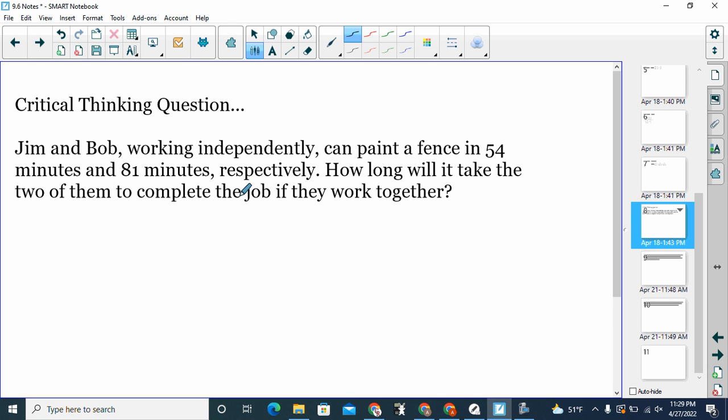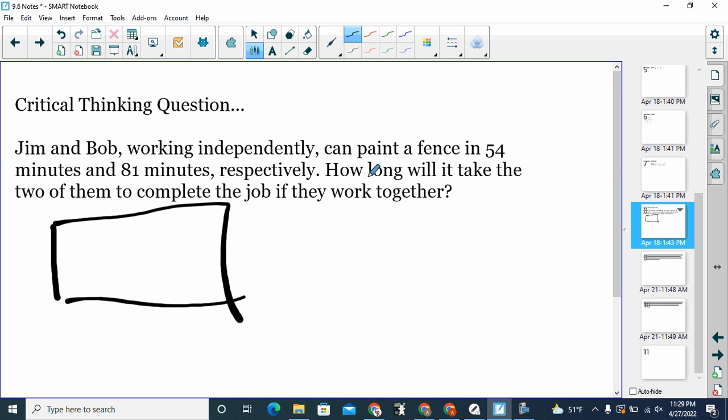We want to know if both of them are painting at the same time, how long does it take? A lot of students, their first initial reaction is to just average 54 and 81. The problem with that, that's going to give us a number in between 54 and 81. And if Jim can paint the whole thing in 54 minutes, it should take less time if Bob's painting at the same time.